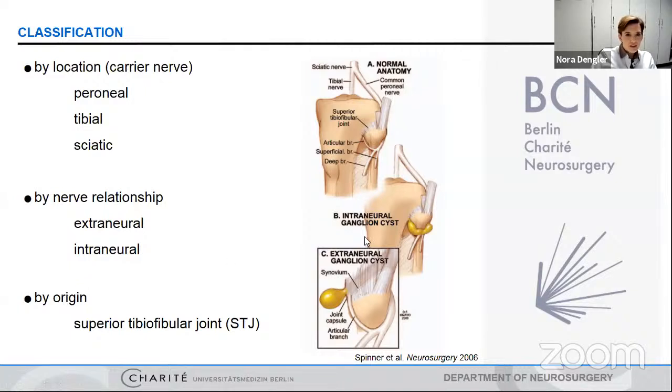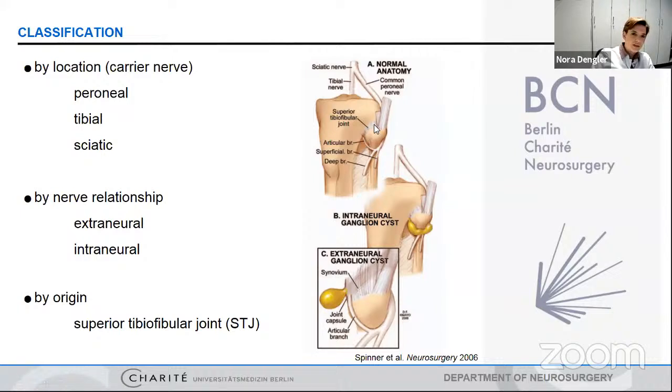And we have to say that for a long time, it was not clear what the reason for ganglion cysts is, but the peroneal nerve is, I think, the predominant nerve who's affected by ganglion cysts, and this is the reason, which is nicely seen here. So the trifurcation of the peroneal nerve includes the articular branch, which comes from the superior tibiofibular joint. And if you do have, this is the close connection.